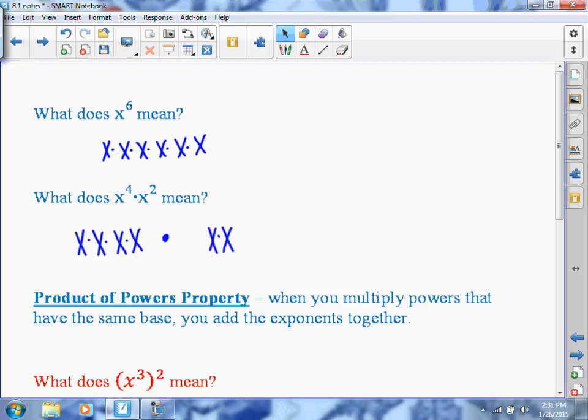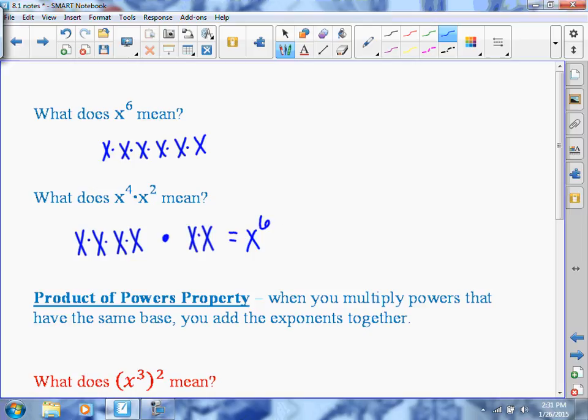Now I have x times x times x times x times x times x. So I have 6 x's altogether that I'm multiplying. The shortcut for these types of expressions, where you have x to the fourth times x squared, is simply to add your exponents. That's what the product of powers rule tells you: when you multiply powers that have the same base, you add the exponents.